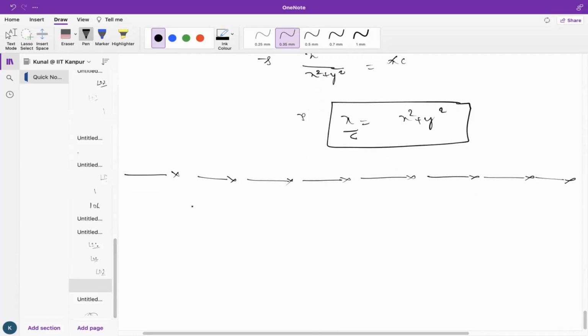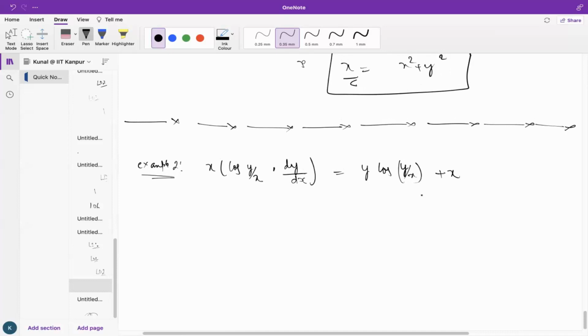So the second problem, example 2, is x into cos of y by x, cos of y by x into dy by dx is equal to y into cos y by x plus x. So you have to solve this equation. First you have to write it into a homogeneous equation, right? So let me try to write here. It will be something like y dy by dx.